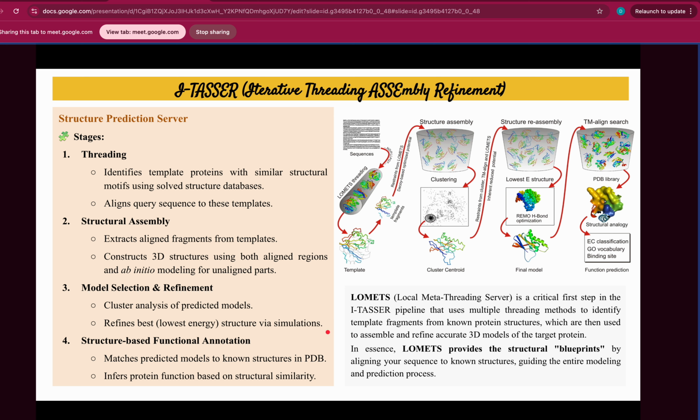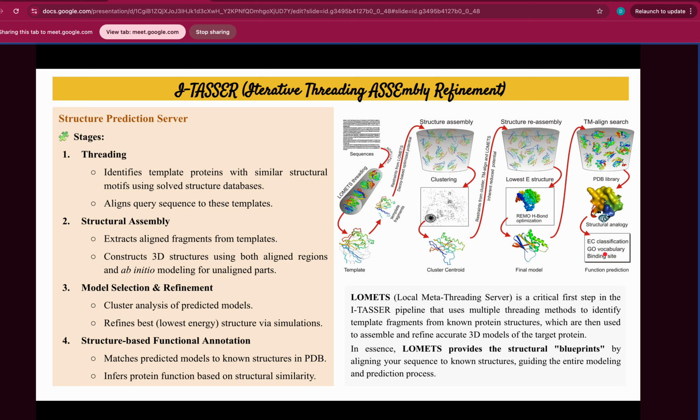We will refine the best structure by simulations, and then structure based function annotations are done after TM-align search is done, and from the PDB library we look for the structure analogy. We see whether the structure which we have predicted, a similar structure is available or not. So that is known as structure based functional annotations, in which we can classify the EC number. For example, if we have an enzyme, then we can look for its EC number. We can look for the GO vocabulary. So GO is gene ontology vocabulary, in which we will see what is the functionality of that particular gene.